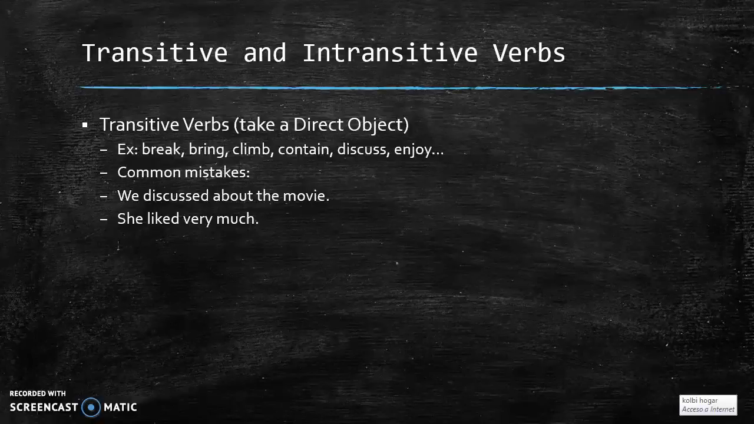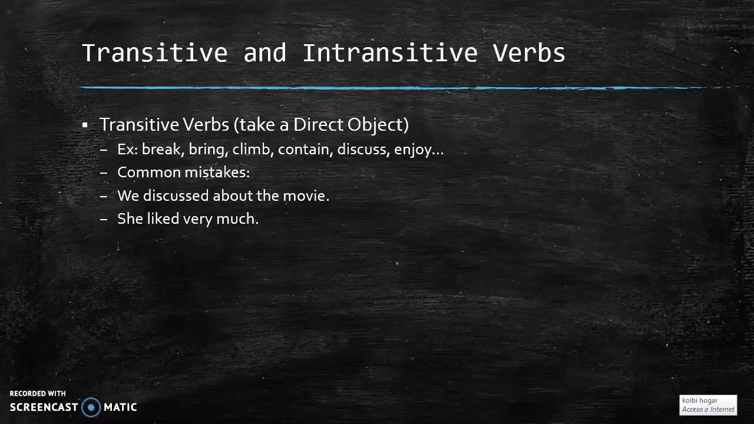So, what did you break? A window. What did you bring? A book. What did you climb? A mountain. What did it contain? Food. What did you discuss? The information. What did you enjoy? Vacations. There's always a direct object that goes along with these verbs.